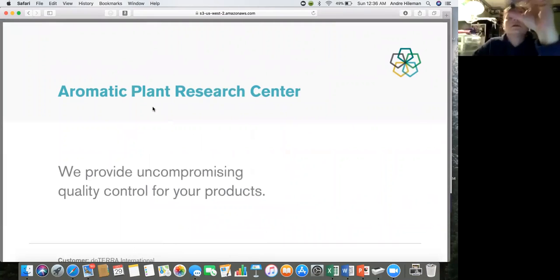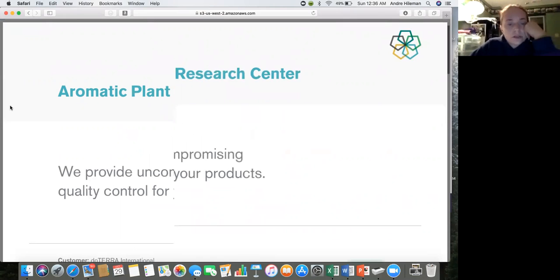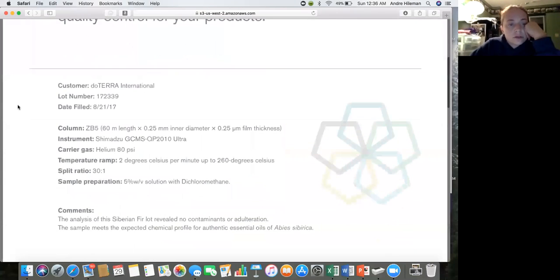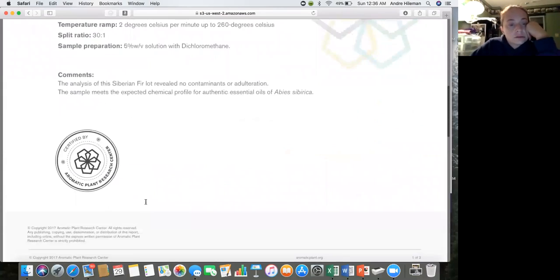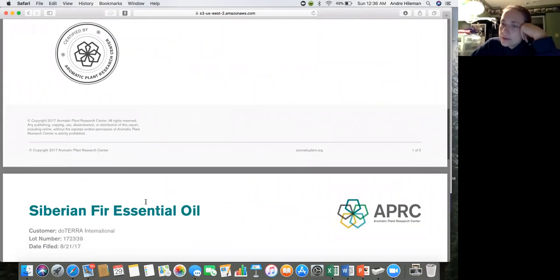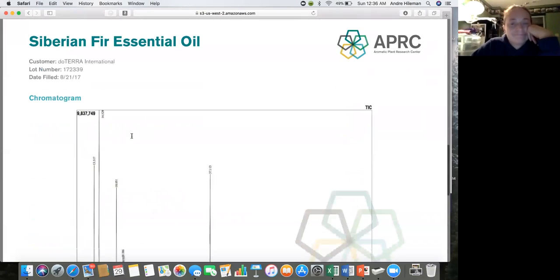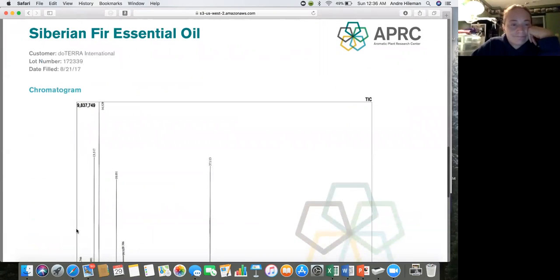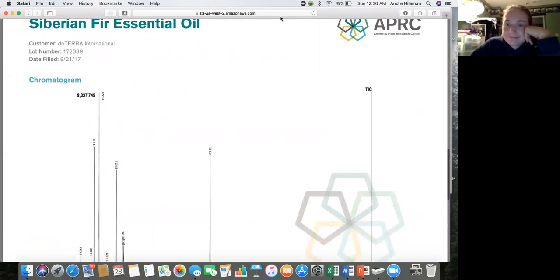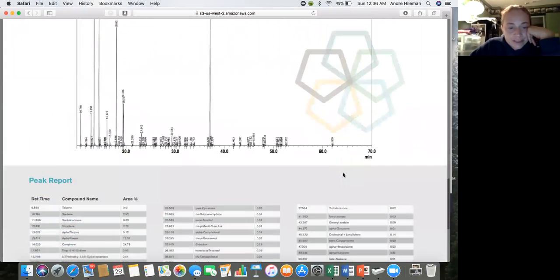So, expires 8/22. Oh, filled 8/21. Wow, 8/21. Today is October 29th. I like it. Let's shrink this. All right.